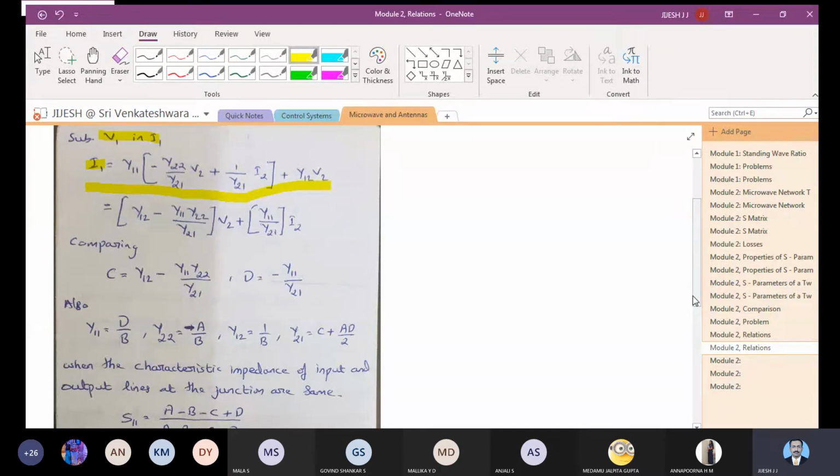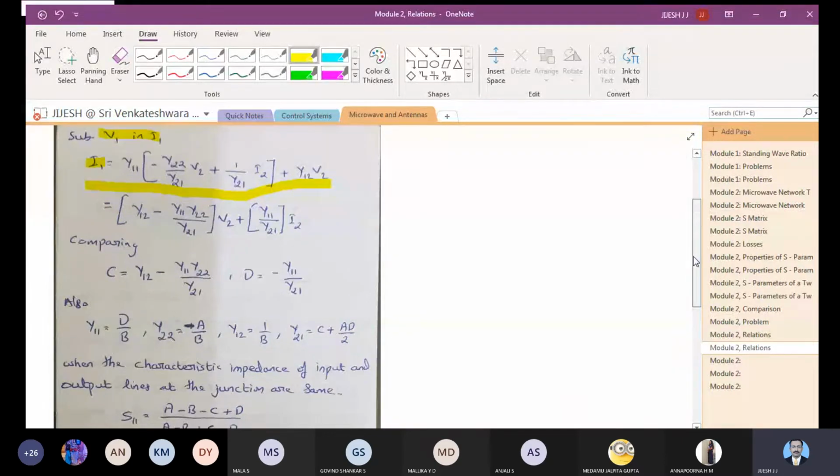So you just complete it till here, and we can also represent Y in terms of ABCD as well. So Y11 will be D by B, Y22 will be minus A by B, Y12 will be 1 by B, and Y21 will be C plus AD by 2. Usually they don't ask this, but once in one of the question papers they have asked the comparison between all these parameters. So you can prepare it and keep these equations ready so that it will be easy for you to simplify.